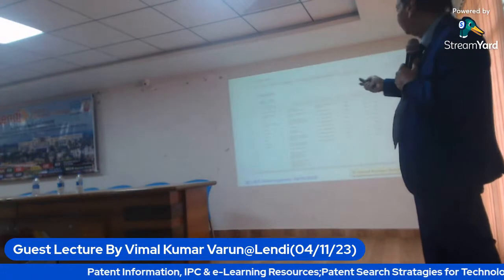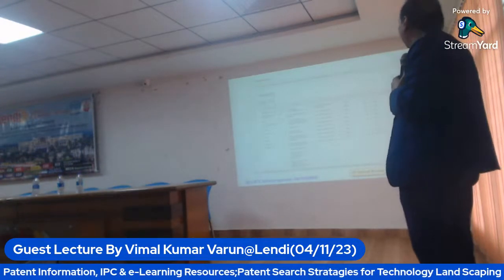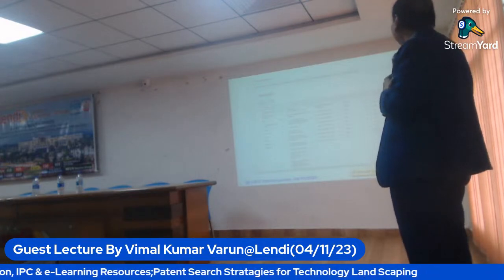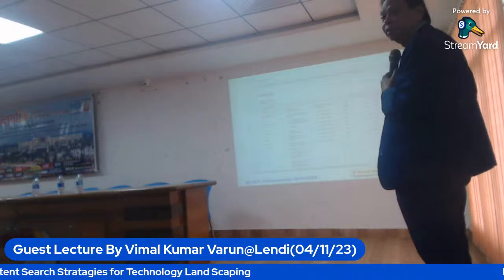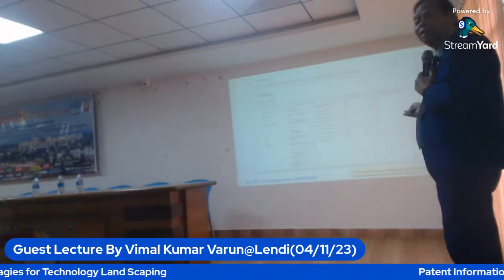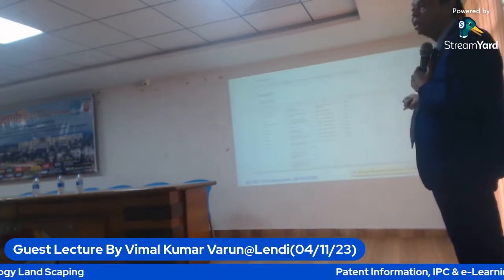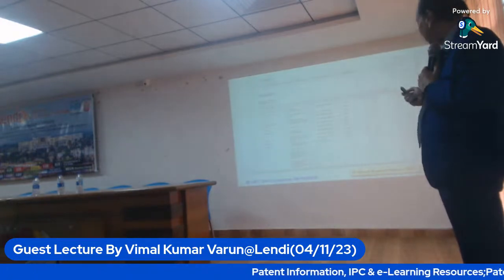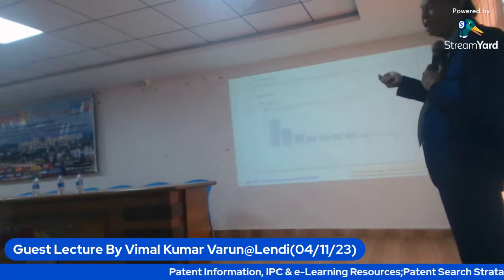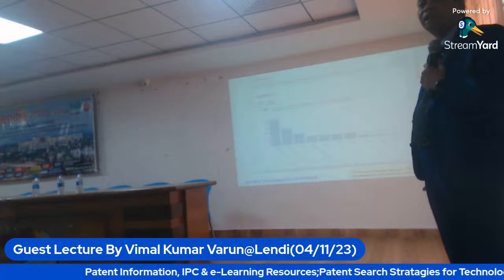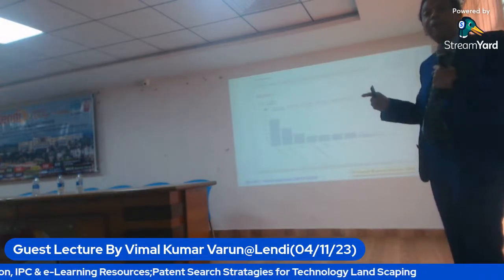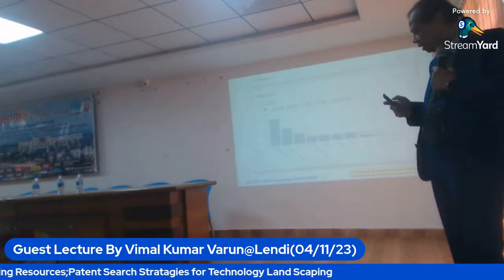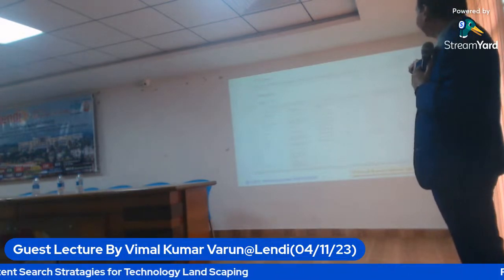This is by different things. This is by country. This is by applicant. This is by inventor. This is by IPC code. This is by publication date. Just with a click of a mouse, you get all the analysis here. Now, if I further click it here, this is a graphical representation. Earlier, all those things had to be done manually. Rather, from here also, you can just draw the graphs.